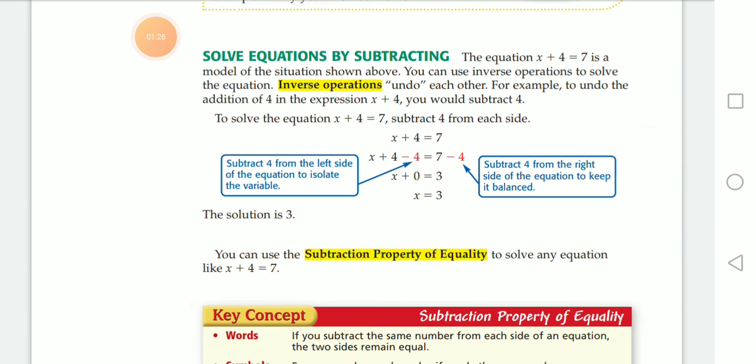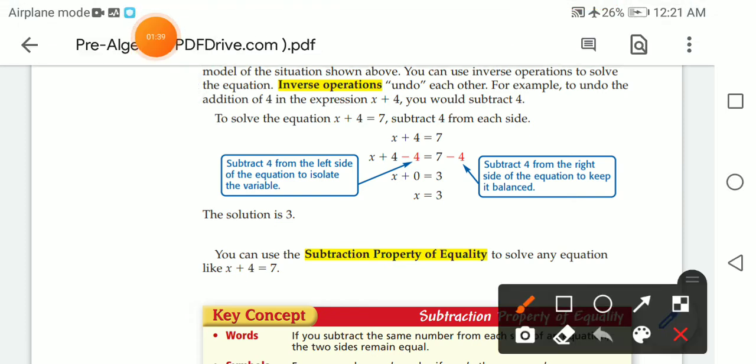The equation here, x plus 4 equals 7, is a model of the situation shown above. You can use inverse operations to solve the equation. Inverse operations undo each other. For example, to undo the addition of 4 in the expression x plus 4, you would subtract 4. So, to solve the equation x plus 4 equals 7, subtract 4 from each side.